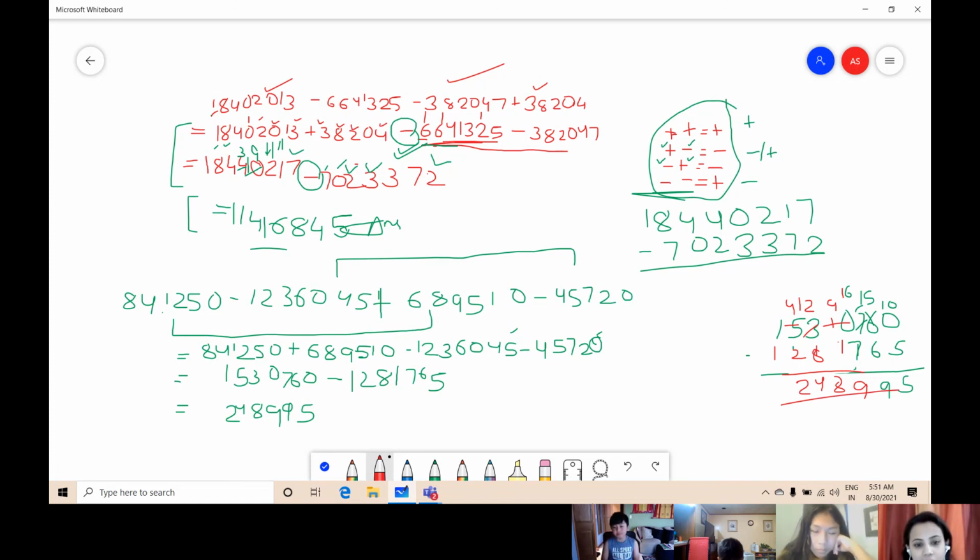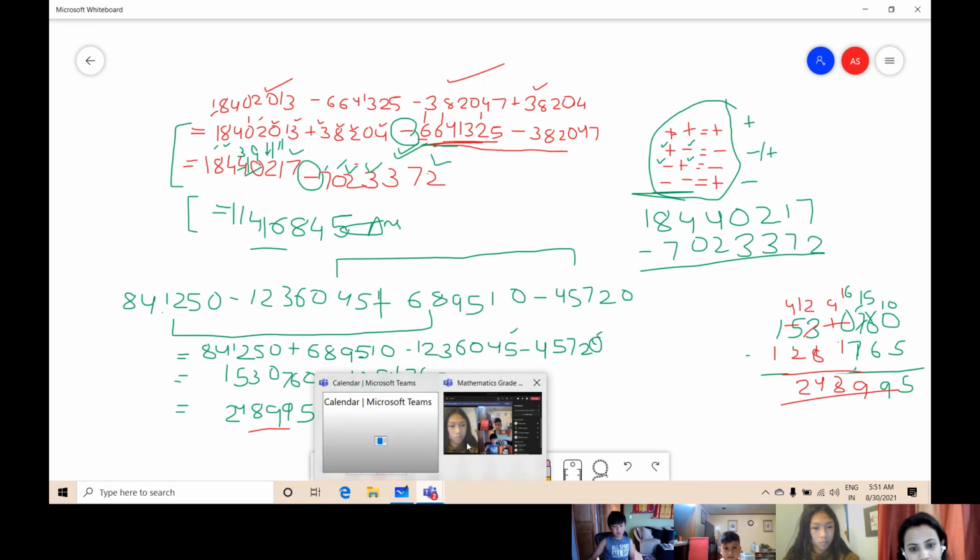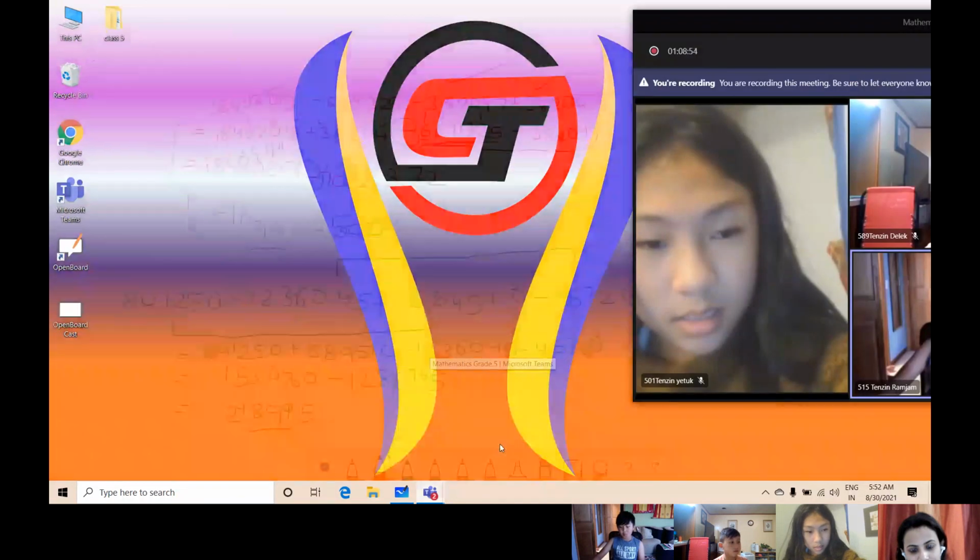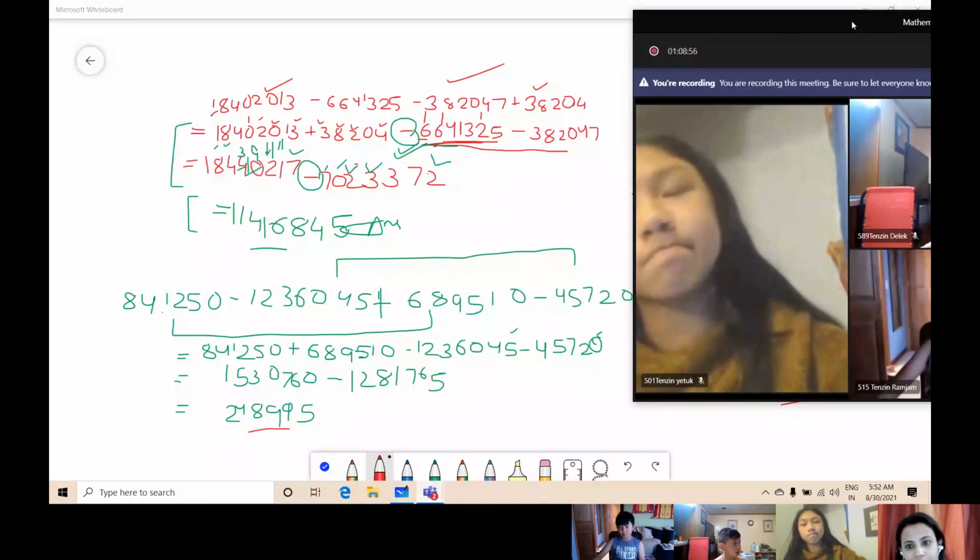Now tell me, is it clear now? See, I have written the answer here. Same answer we have got. Please tell me, is it clear? Yes, it's way more clear now. Yes. Now any confusion?